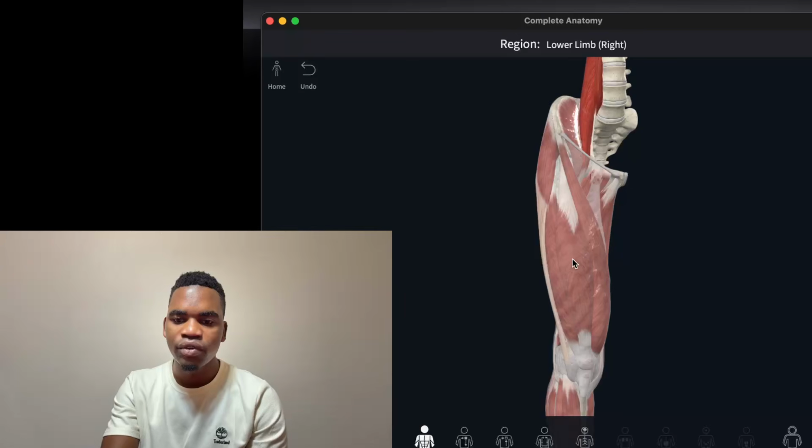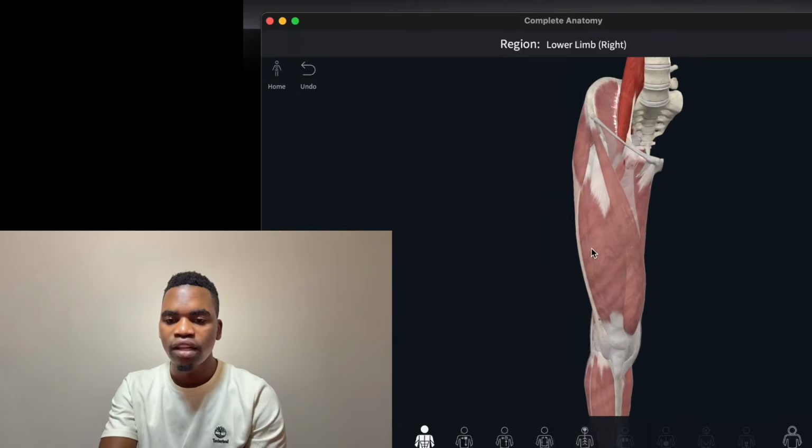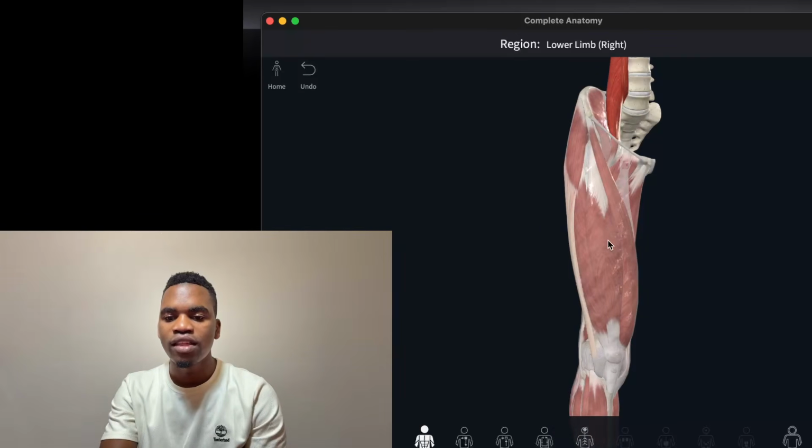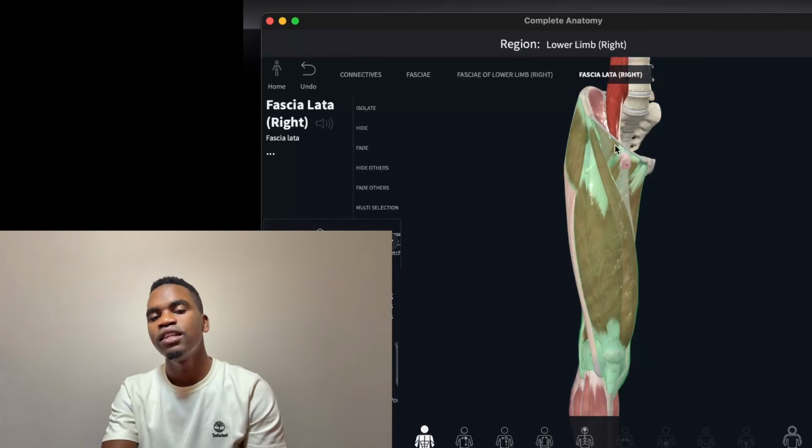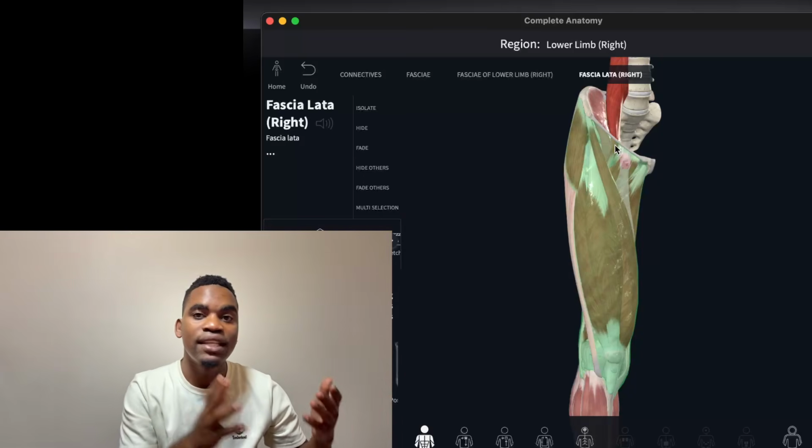After removing the skin, we see something shiny here. This is called the deep fascia of the thigh. The deep fascia of the thigh is called fascia lata. Fascia lata derives its name from Latin etymology. Fascia means fascia, lata means wide.